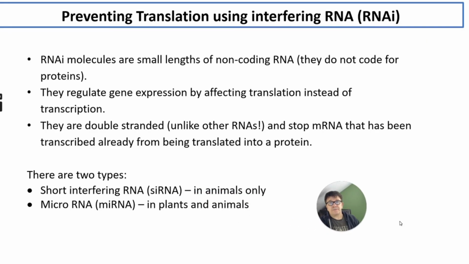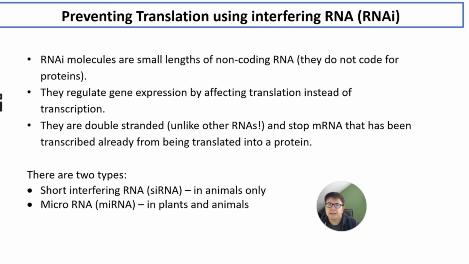So that's kind of how a gene may be switched on, but also we need to talk about how translation can be prevented using something called RNA interference, or interfering RNA. So RNAi molecules are small lengths of non-coding RNA, so they do not code for proteins. They regulate gene expression by affecting translation, so not transcription in this case, it's translation, and they are double-stranded.